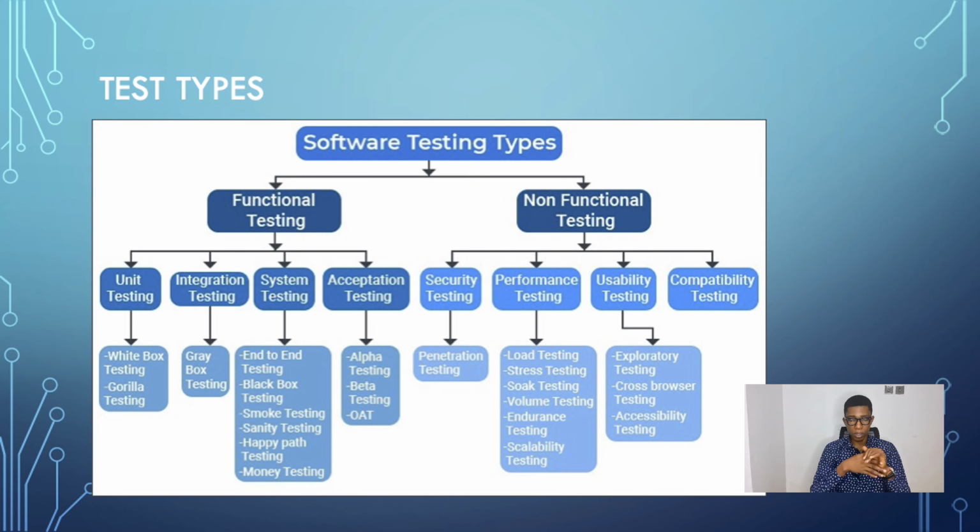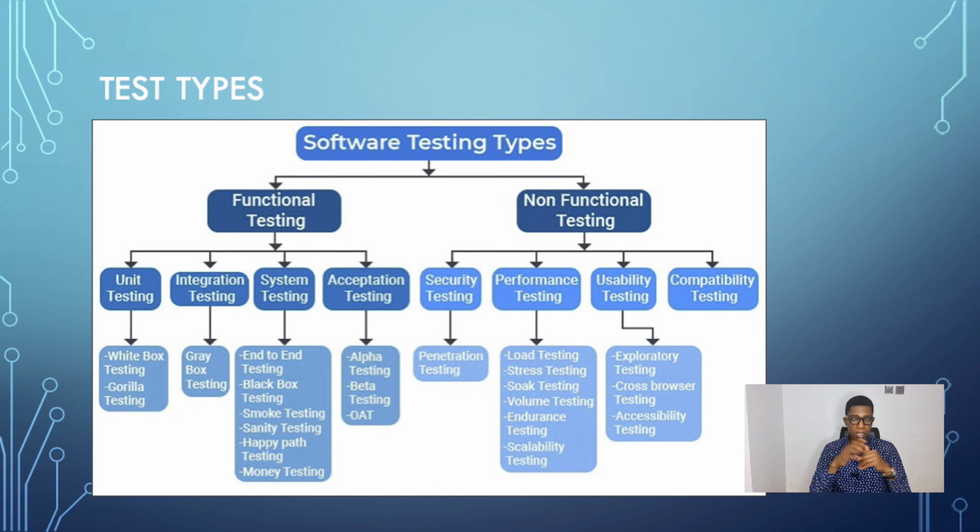Under system testing, of course, we have end-to-end testing, black box testing, smoke testing, sanity testing, happy path testing, money testing. No. So that's under system testing. We spoke about end-to-end testing in the last video. Black box testing, you can test the system from a blind point of view. Assuming you don't know anything about the system, just pick up the system and test it. That's black box testing, having no prior knowledge of the workings of the system.